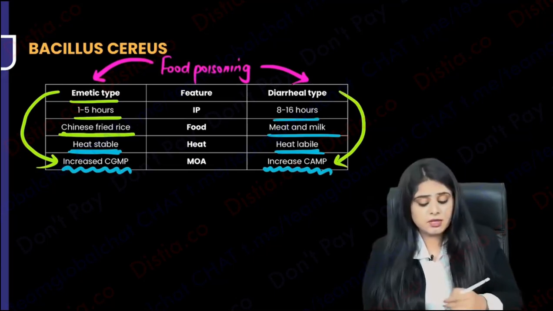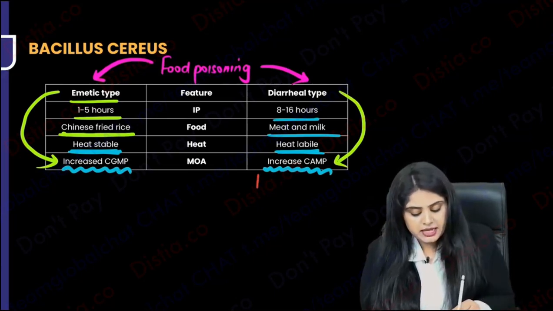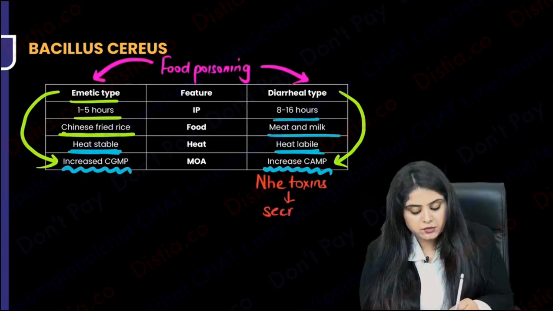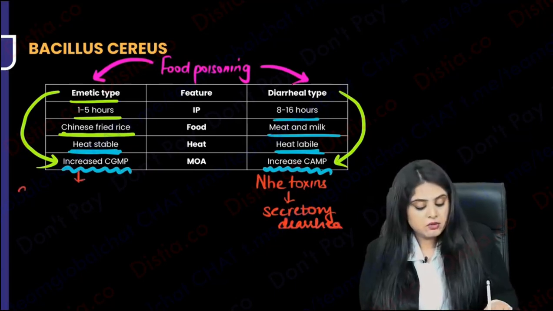But what toxins am I talking about? Please remember the diarrheal type is going to be the NHE toxin, which is responsible for secretory diarrhea. Whereas when I'm talking about the emetic type, we are talking about a product called cereulide. And you know what cereulide has? It has a vagomimetic action.